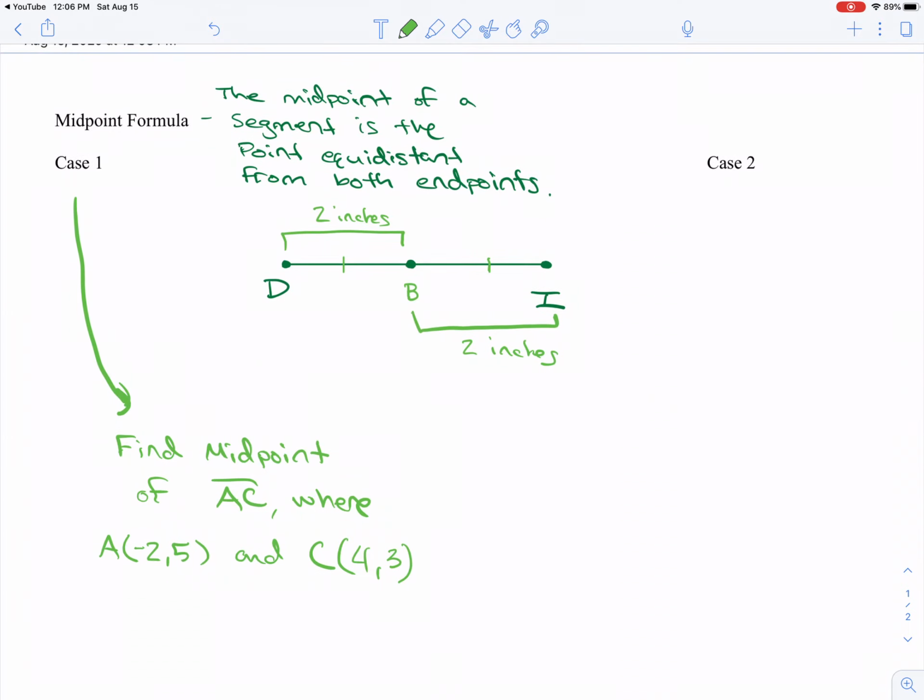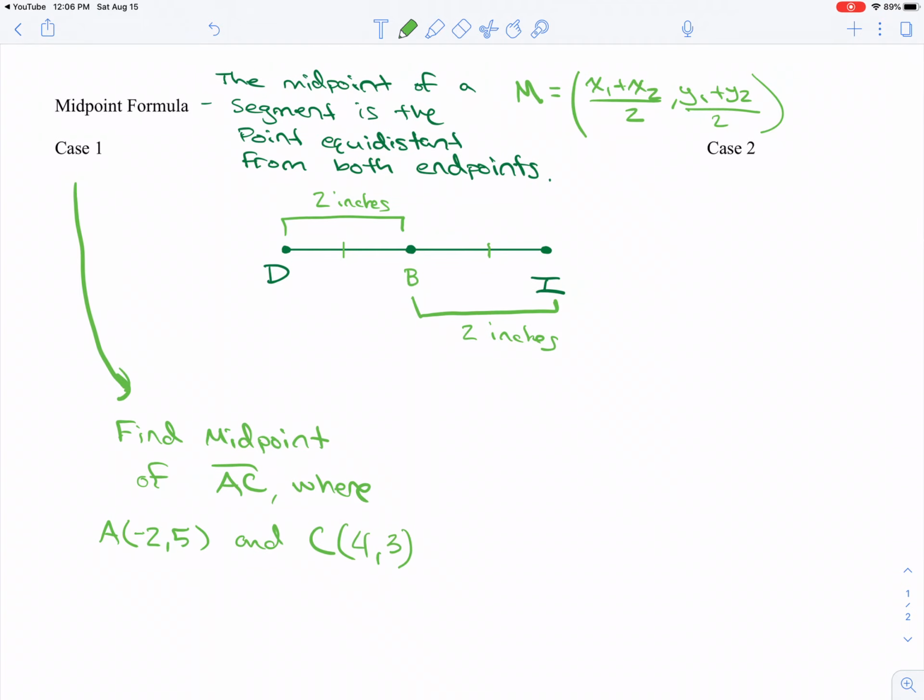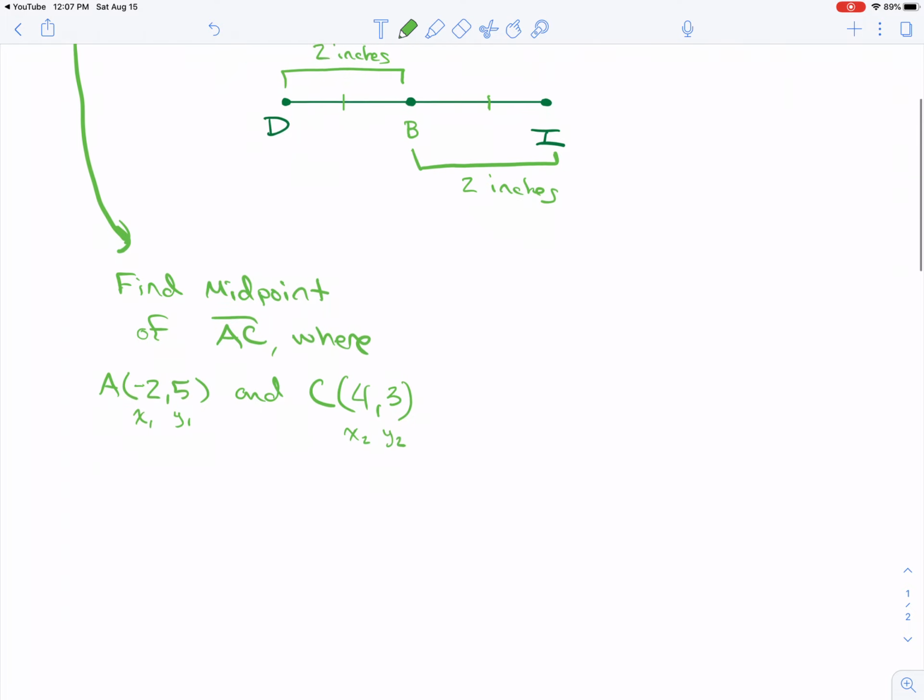The midpoint formula we're going to use, so capital M, it's going to be x sub 1 plus x sub 2 over 2, comma y sub 1 plus y sub 2 over 2. And this will work for both case 1 and case 2. So again, it doesn't really matter to me which coordinate point you think of as 1 and 2. I'll just call the first one x sub 1 and y sub 1. And then the second coordinate point is x sub 2, y sub 2.